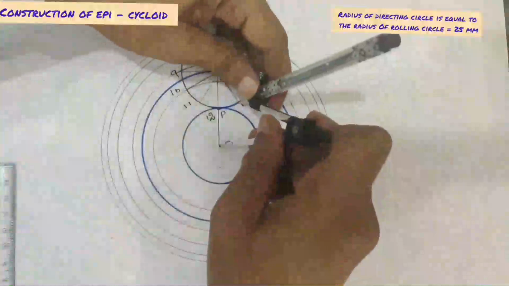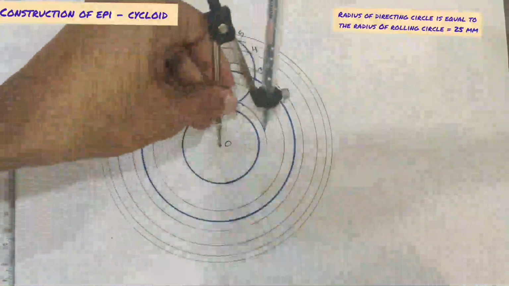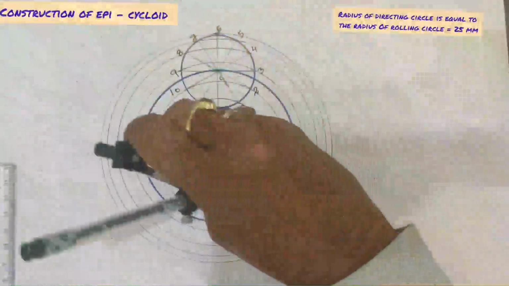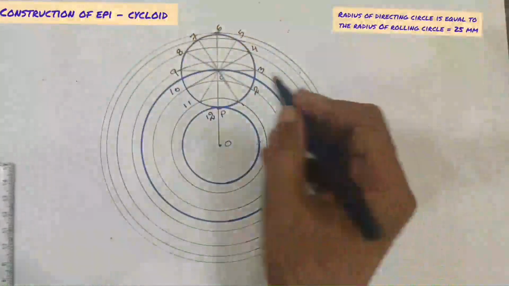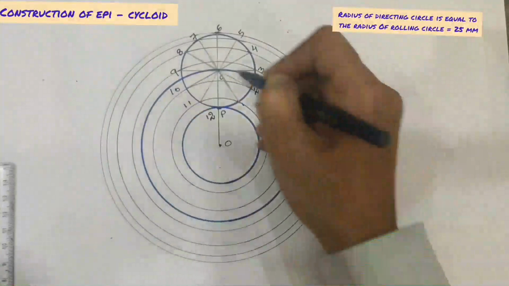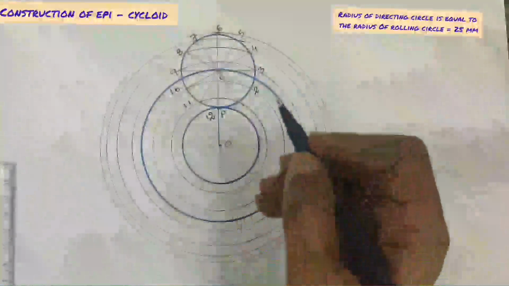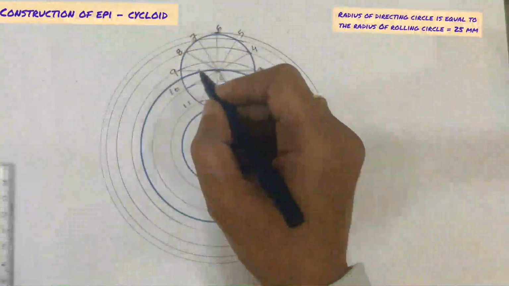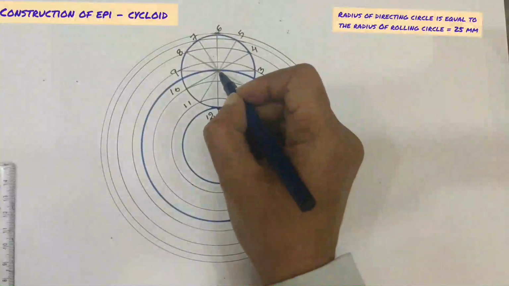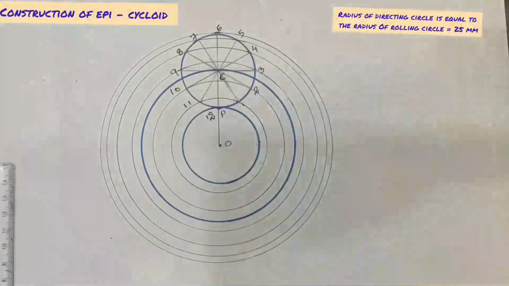Next, O1 and O11 as a radius. Draw circle parallel to the directing circle. Here make a note, this locus of center for rolling circle is not passing through third and ninth division, or the circle drawn passing through third and ninth division is not passing through the center of the rolling circle. Here C is the center of the rolling circle.